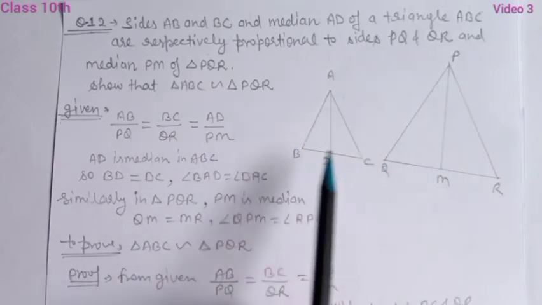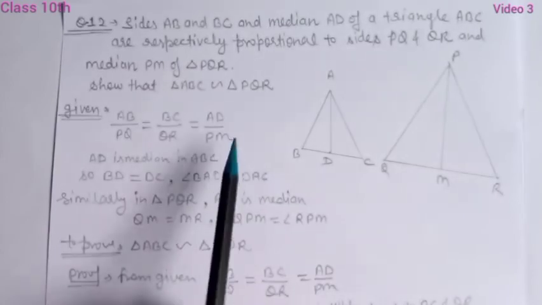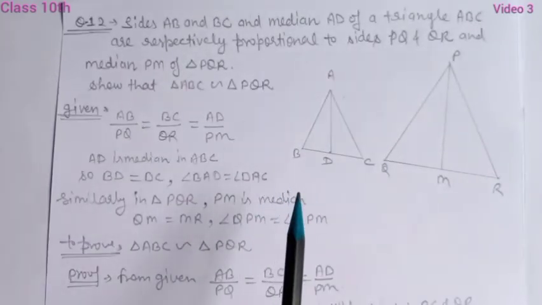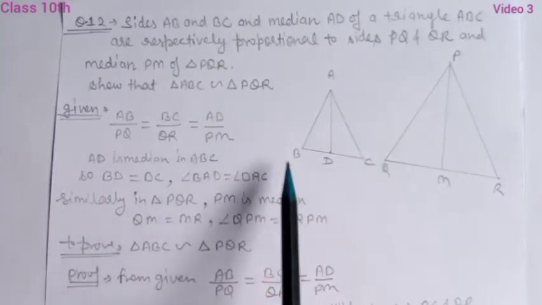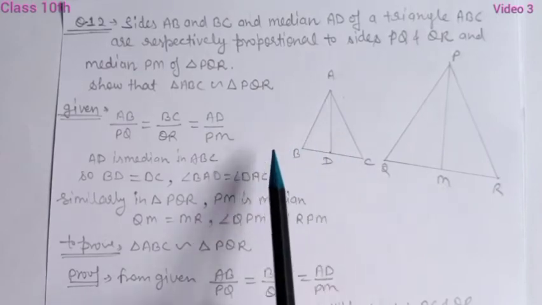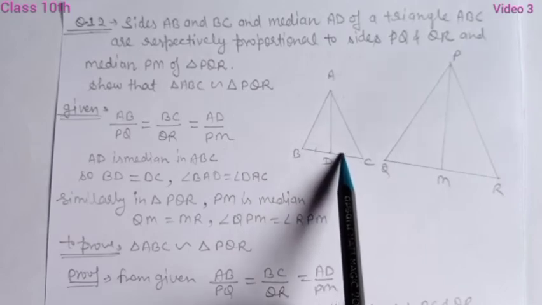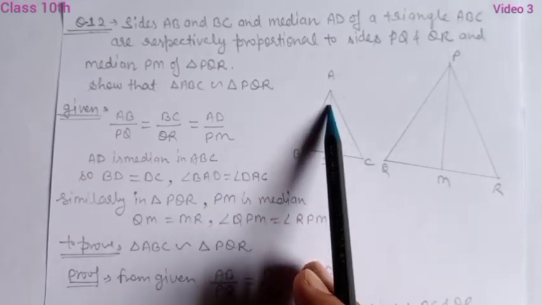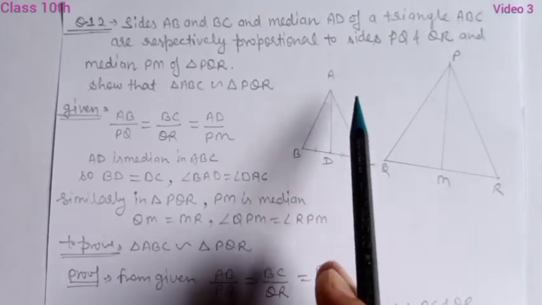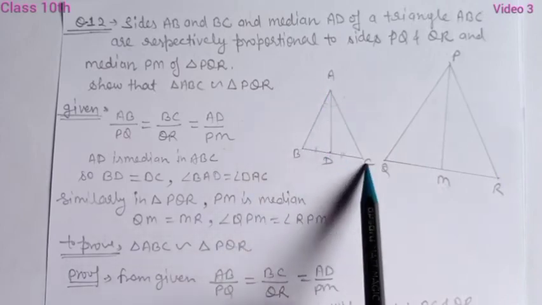So both ratios, AD upon PM, are equal here. As you know, student, AD is a median in triangle ABC. So what are the properties of a median? A median always divides the side into two equal parts, and here it also bisects the angle. So AD bisects angle A as well as side BC.